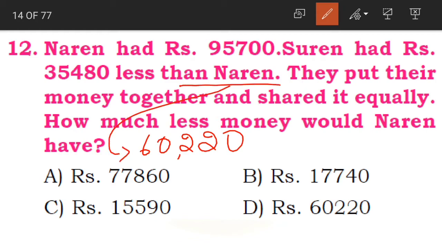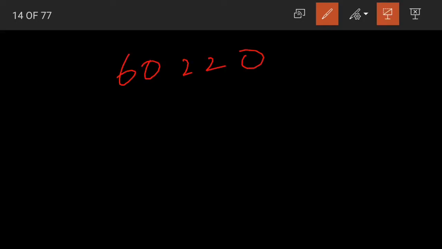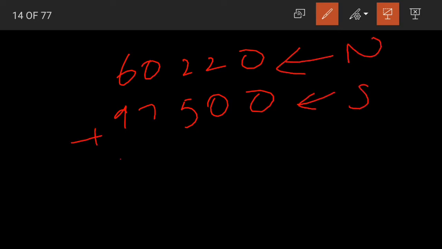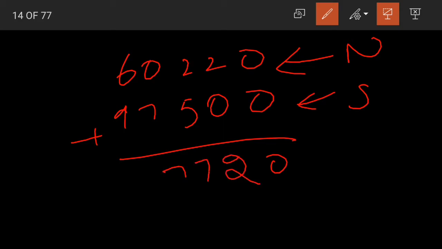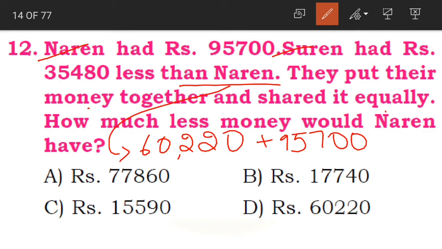Now what did they do? They put their money together. Who put their money? Naren and Suren together. That means we need to add 60,220 plus 97,500. This is Naren's and this is Suren's. So we are adding 0 plus 0, 0, 2 plus 0, 2, 2 plus 5, 7, 0 plus 7, 7, 6 plus 9, 15. What is the answer, children?